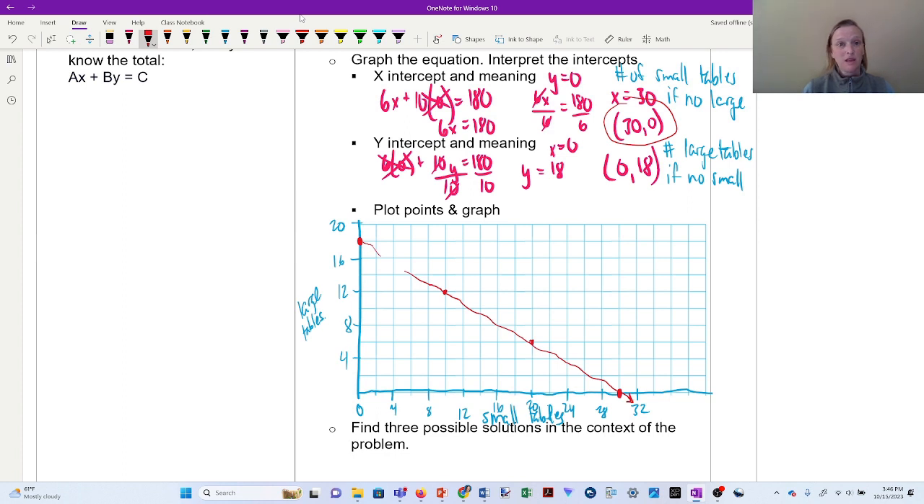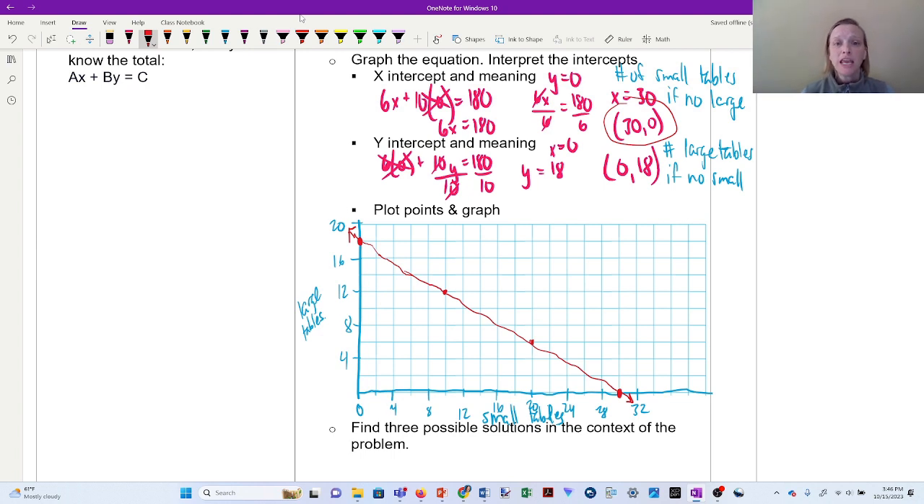Okay, well, I've done worse. All right. So I've plotted the points and I've drawn a straight line between them. There is one more part to this question, and that's finding 3 possible solutions in the context of the problem.